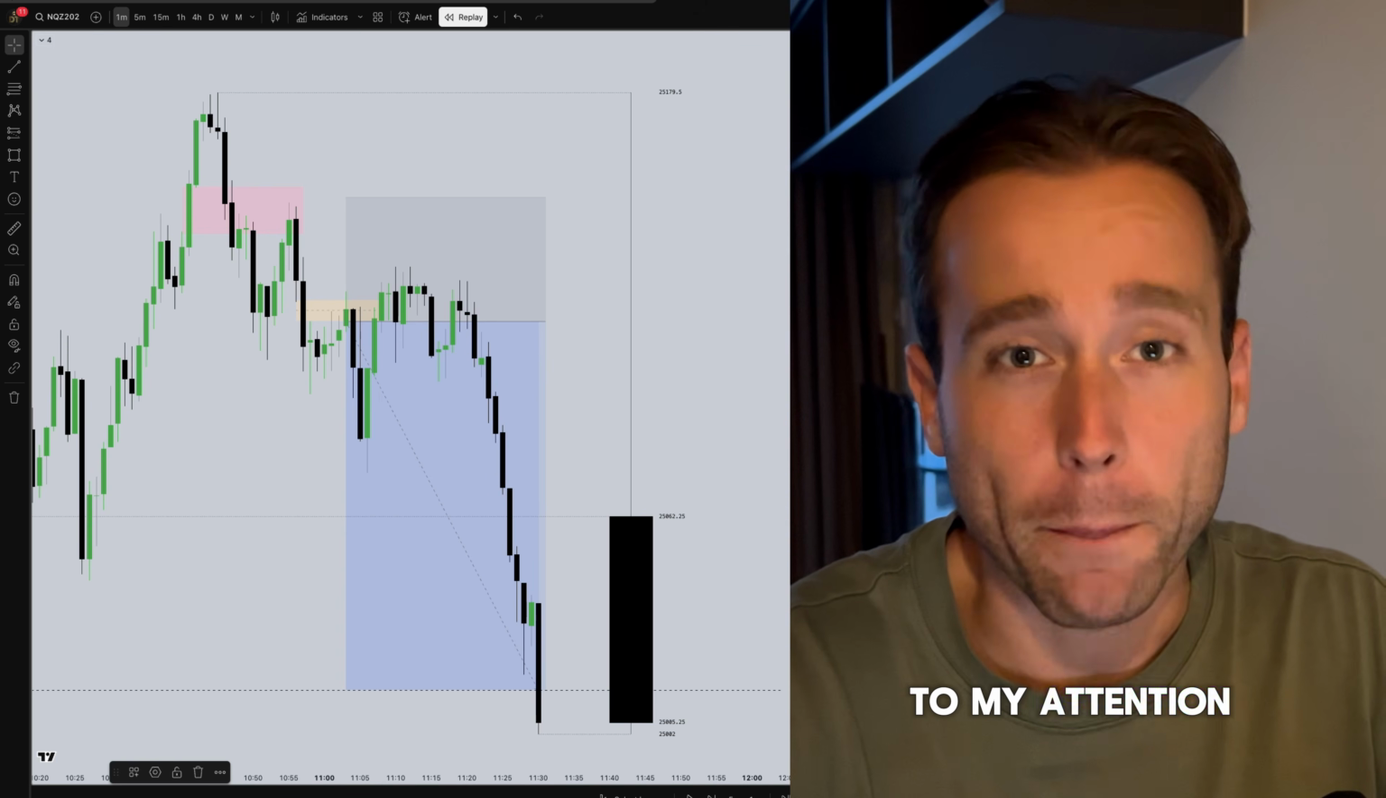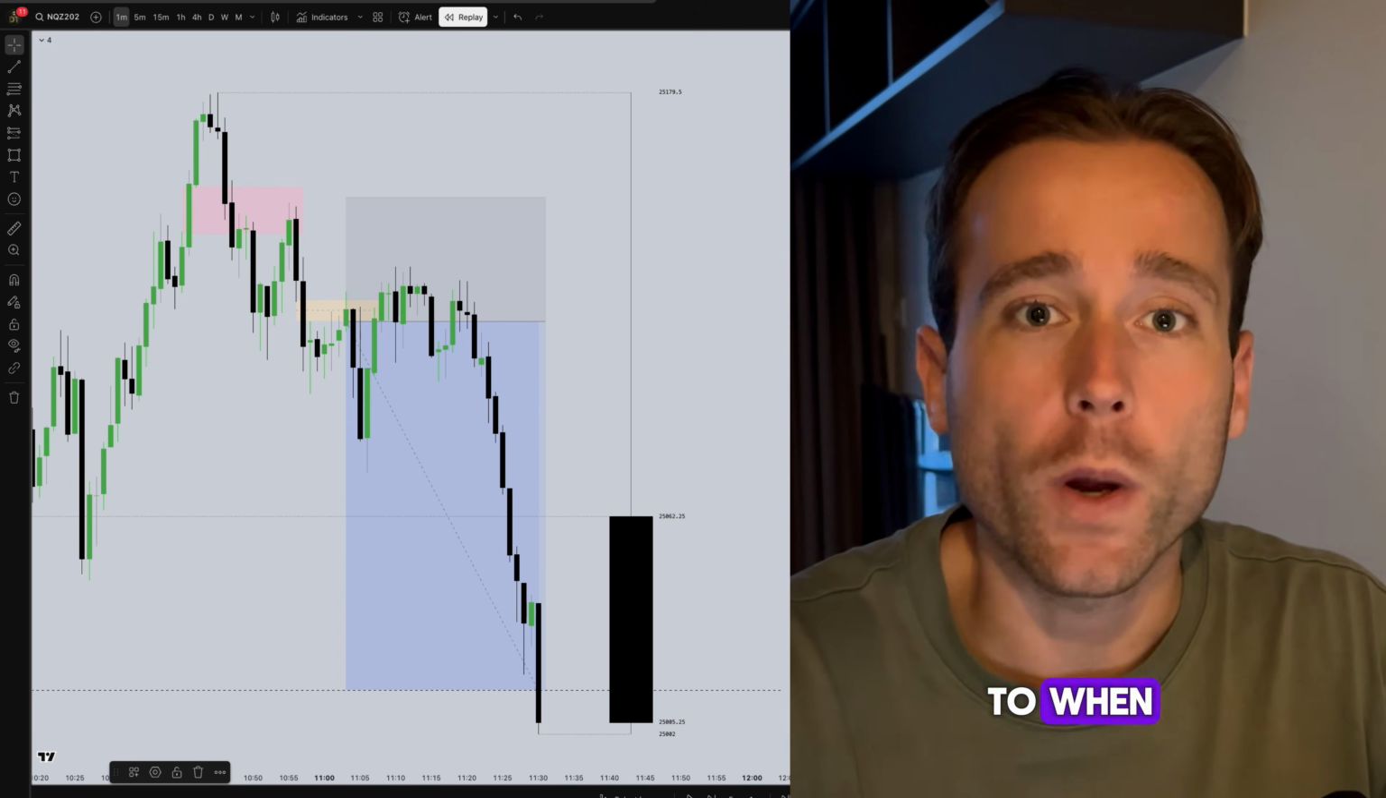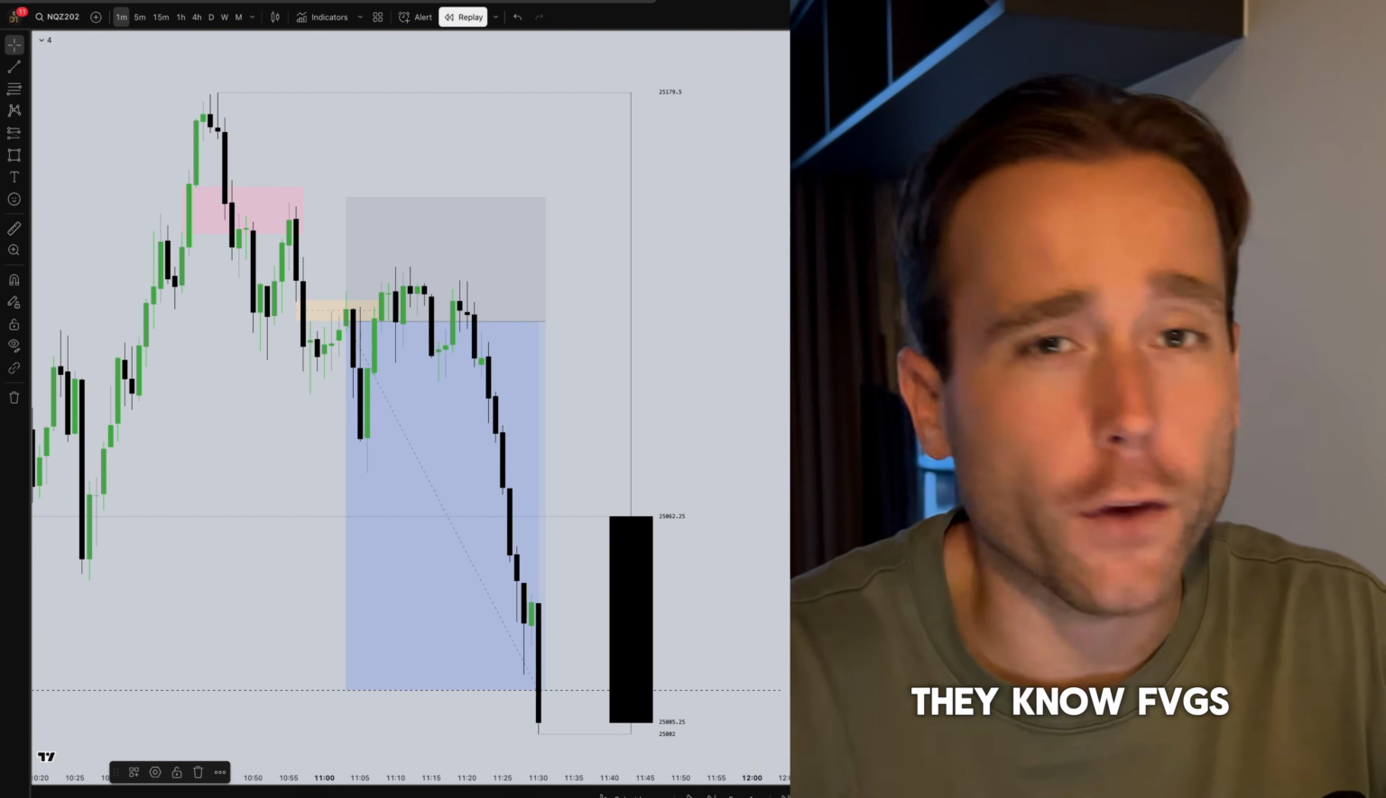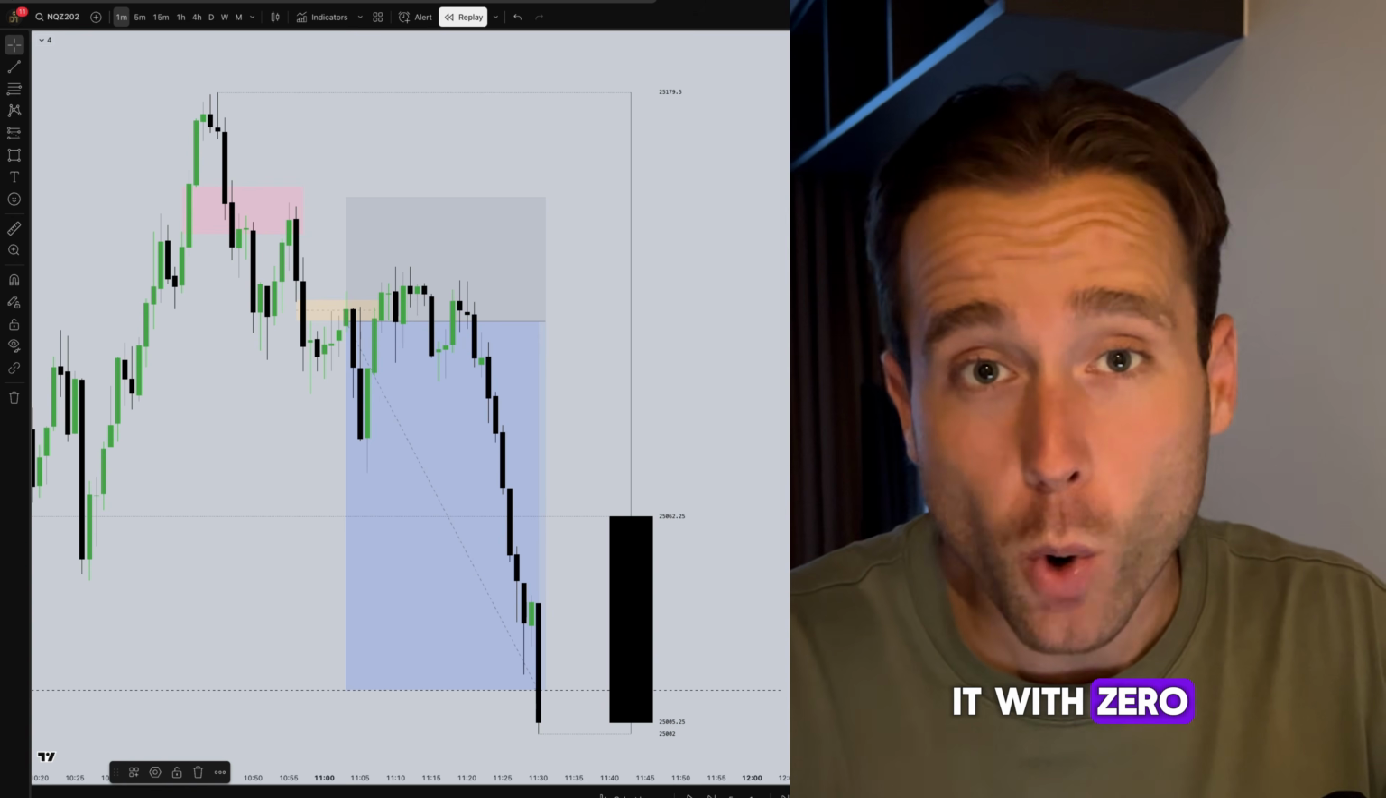It has come to my attention that most traders are completely blind to when the most important reversals are actually supposed to happen. They know how to find liquidity, they know fair value gaps and order blocks, but they're doing it with zero understanding of timing.